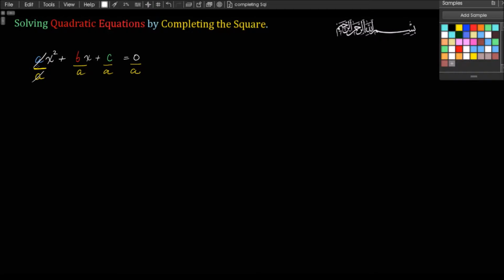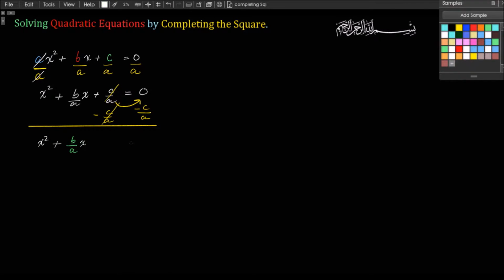When you do that, those a's will cancel, and we'll have x squared plus b over a x plus c over a equals 0. The next thing, as you remember, we take this to the other side like this. So we subtract c over a from both sides. So on this side, we'll have x squared plus b over a x, and these two we cancel, and on this side we have -c over a.